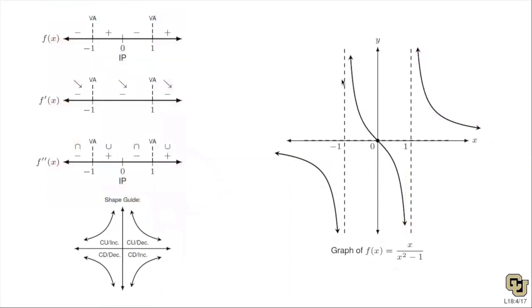So that's what the synthesis aspect of it involves, and that's how I use the shape guide in combining the increasing, decreasing behavior with the concavity, and then the actual sign chart. Where is it above or below the axis? And then you can get a pretty decent curve sketch. And that's kind of the whole name of the game for sketching curves.